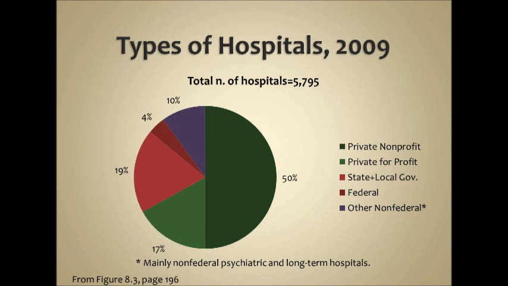And then this other non-federal category, as it says at the bottom of the slide, is mostly non-federal psychiatric and long-term hospitals. But as you can see, in this way of counting hospitals in 2009, 50% of them were private nonprofit. So they're supposed to be investing their profits back into themselves and thus the community. And 17% are private for-profit. There's been this trend towards privatization because these nonprofits can't stay alive. Let's see if this pie changes.